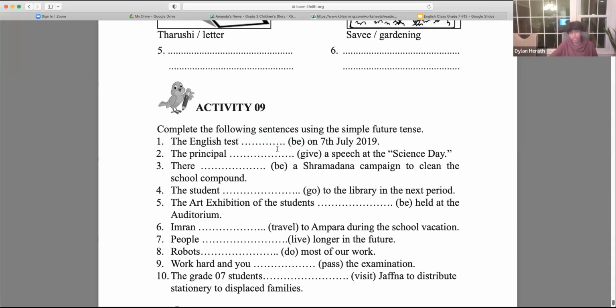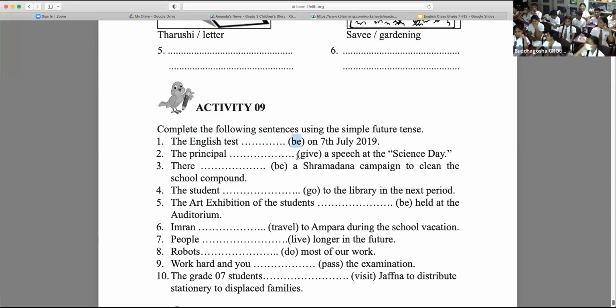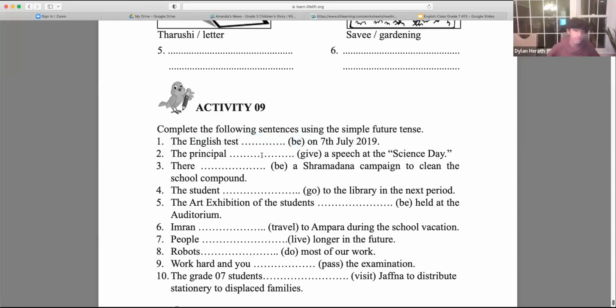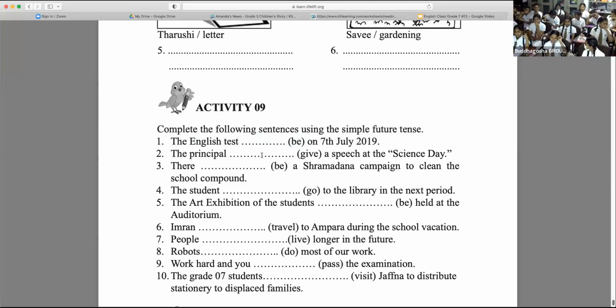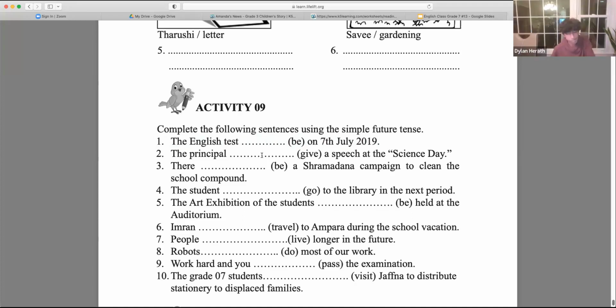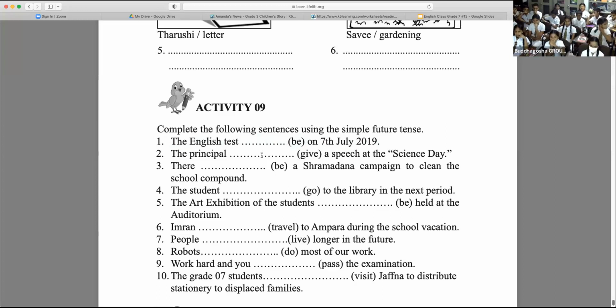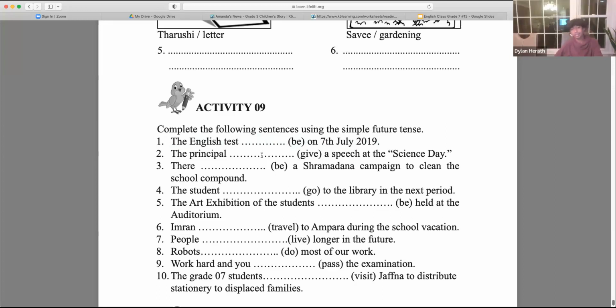Using with be, so you already have be in here. So what word would you use? Will. Say it again. Will. Very good. Yes. The English test will be on 7th July 2019. So you would use will, and that is simple future tense using will in this case.